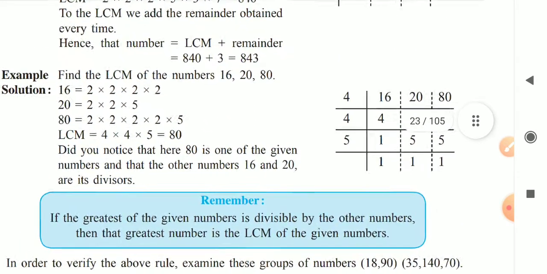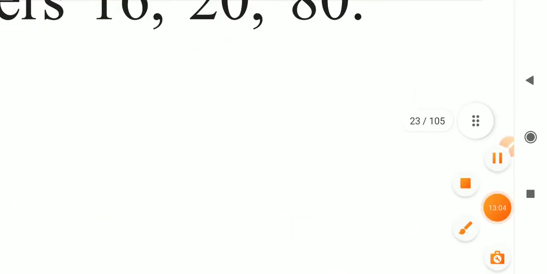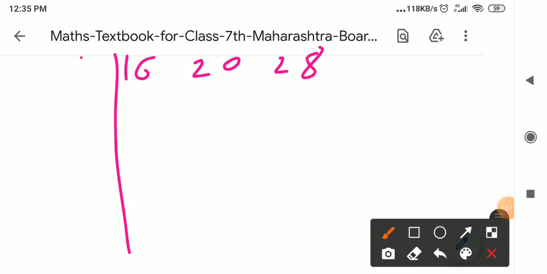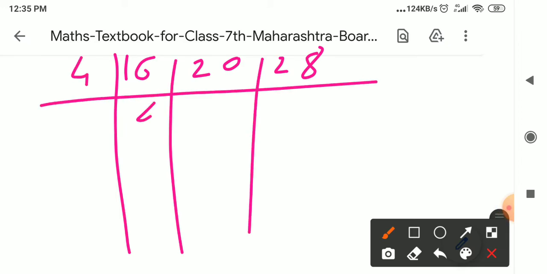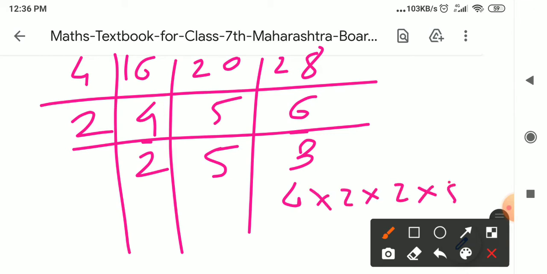Now the next example is where we have to find the LCM of 16, 20, 28. So here it is 16, 20, 28. All these numbers are divisible by 4: 4 4s are 16, 4 5s are 20, and 4 7s are 28. Now 4 and 6 are divisible by 2, so 2 2s are 4, 2 3s are 6, and 5 stays as it is. Now the LCM of 16, 20, 28 is 4 into 2 into 2 into 5 into 3.